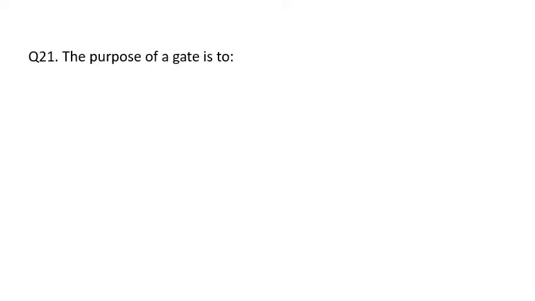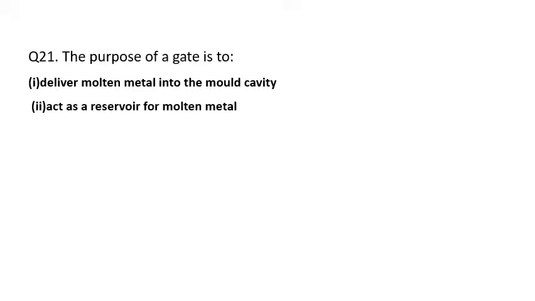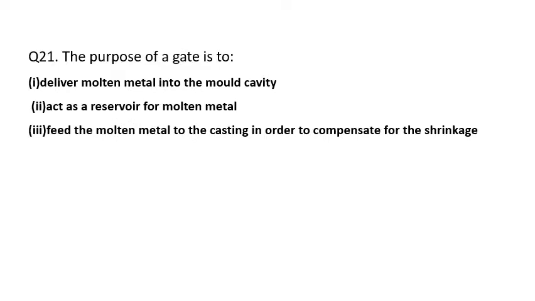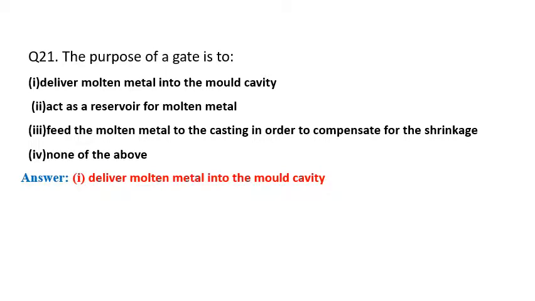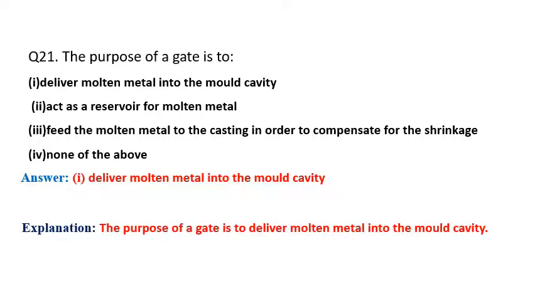Question number 21. The purpose of a gate is to 1, deliver molten metal into the mold cavity, 2, act as a reservoir for the molten metal, 3, feed the molten metal to the casting in order to compensate for the shrinkage, and option 4 none of the above. Answer is option 1, deliver molten metal into the mold cavity. So the purpose of a gate is to deliver molten metal into the mold cavity.